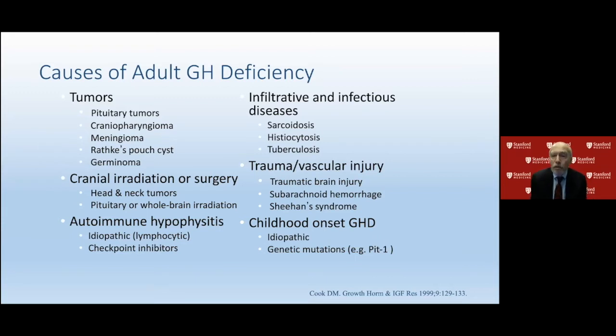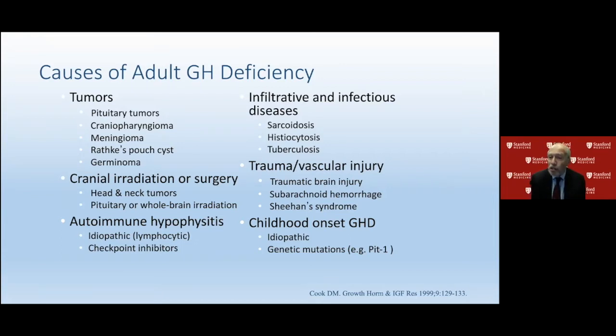Well, the causes of adult growth hormone deficiency are many, but primarily they are tumors of the pituitary or hypothalamus. And these are usually pituitary adenomas, craniopharyngiomas, meningiomas or Rathke's pouch cysts, and germanomas. Individuals, primarily children with leukemia who've had cranial radiation, are also at risk of developing growth hormone deficiency. And patients who get autoimmune hypophysitis are being more commonly seen. Less commonly seen are patients who have infiltrative or infectious diseases such as tuberculosis or sarcoidosis.